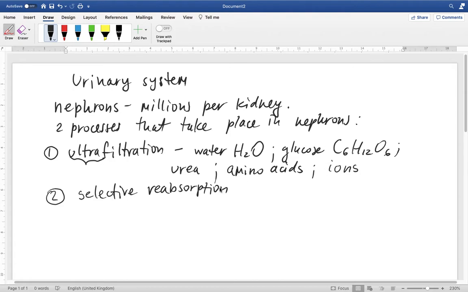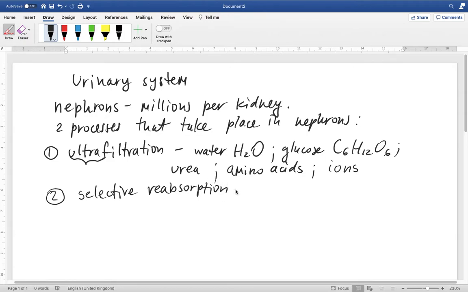Reabsorption. Right. So here what I'm doing is I'm then taking some of the useful molecules which I filtered out and putting them back into the bloodstream, because some of these molecules I want to keep and some of them I want to get rid of. And so here is where that selective bit comes in. So you're sort of selecting which ones you're going to be keeping in your body and reabsorbing back into your bloodstream, and which ones you are going to keep inside the nephron, and therefore you're going to wee them out as a part of your urine.